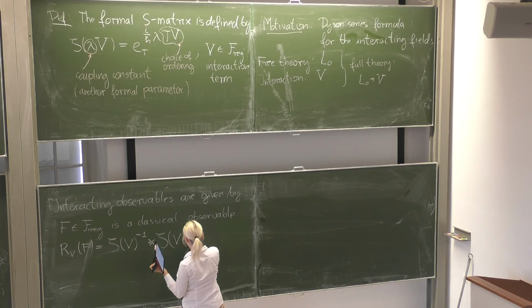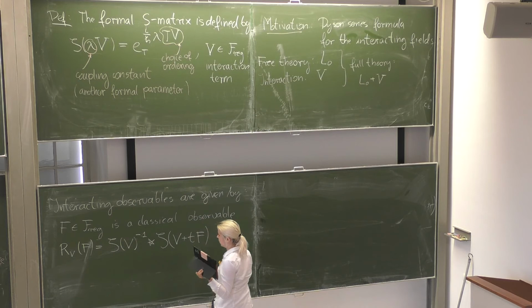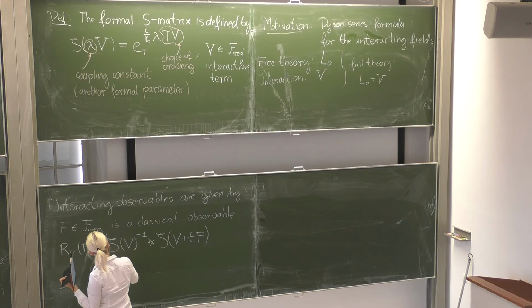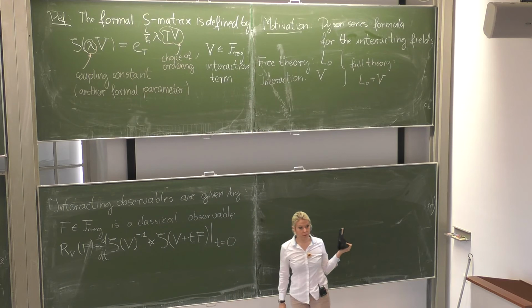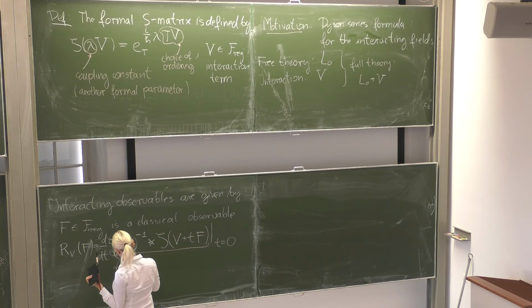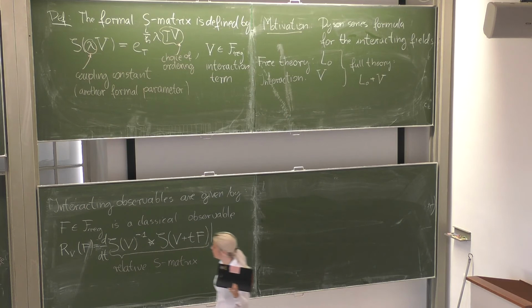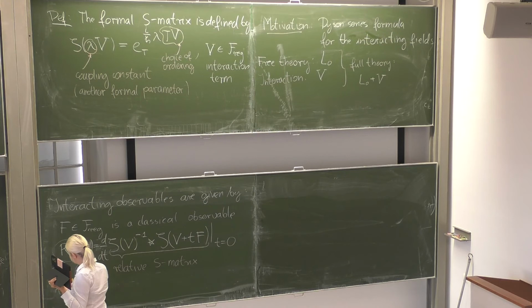S of V plus, I need more letters, let's make it T times F. And I want to take the linear order of that. So d over dT of that at T equals zero. So before taking the linear order, this object is called the relative S matrix. And that linear order of the relative S matrix, so this R_V, is called the retarded Møller operator.